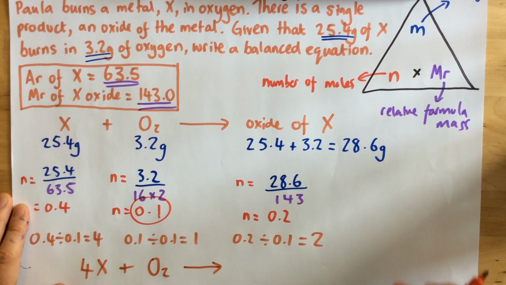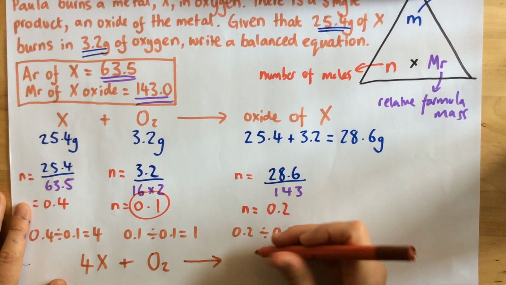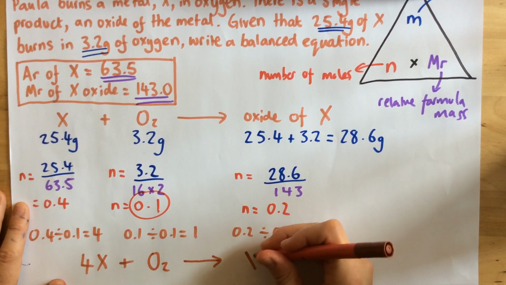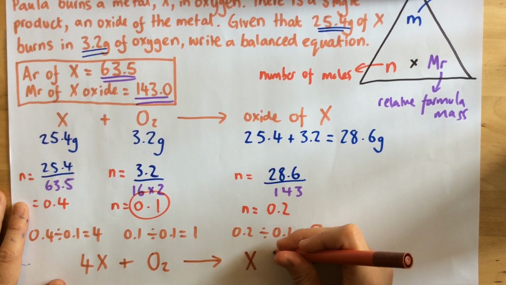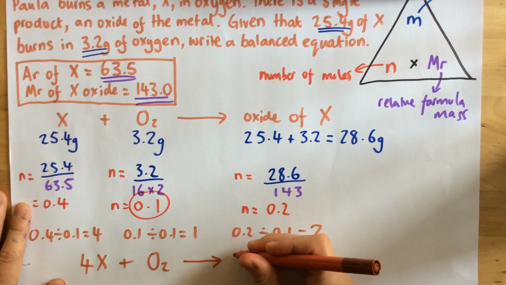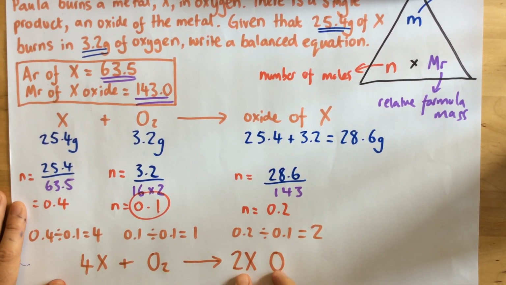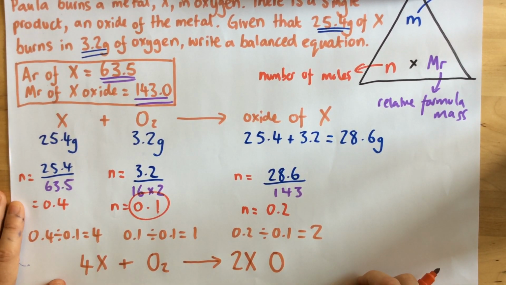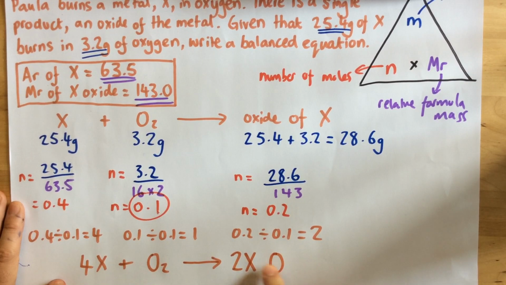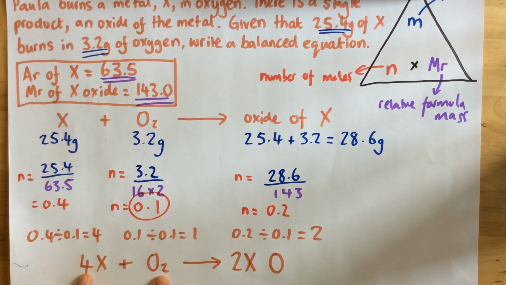Now, the next bit is to find the formula of this oxide. Now, I know for a metal oxide it's going to be X and O. I don't know how many X's there are going to be and I don't know how many O's there are going to be yet, but I know that there's going to be a 2 in front of it because I've got this number right here. It's showing I've got 2 lots of my metal oxide. So all I need to do now is figure out how many X's I have and how many O's I have. To do that, I need to make sure it's balanced to this side of the equation.